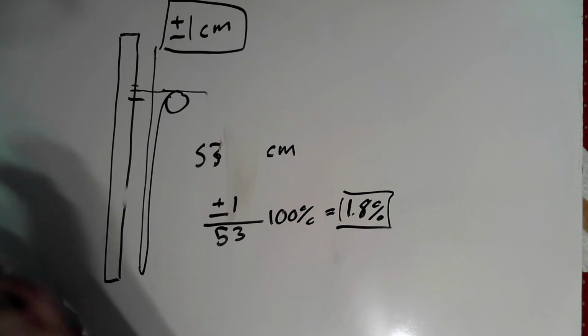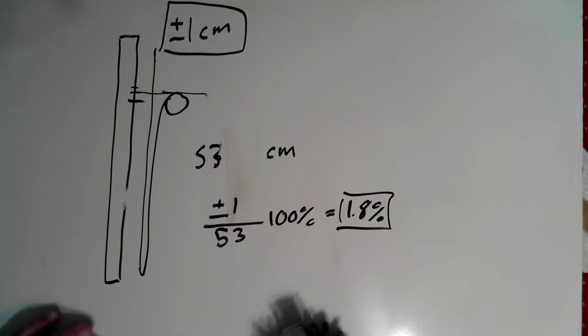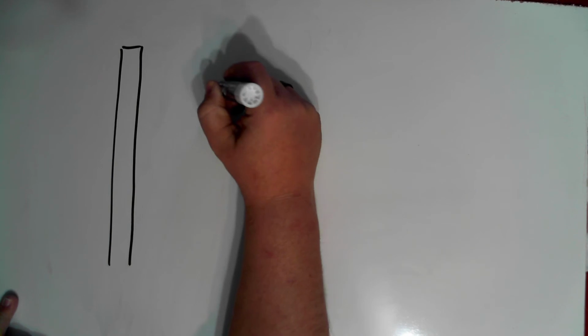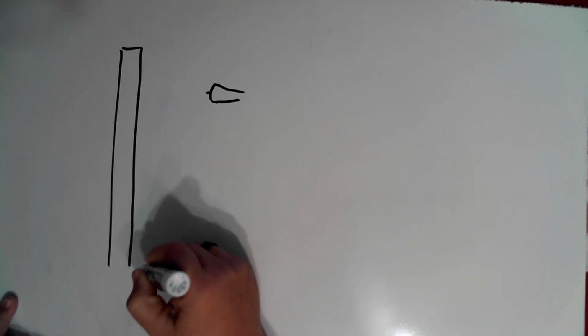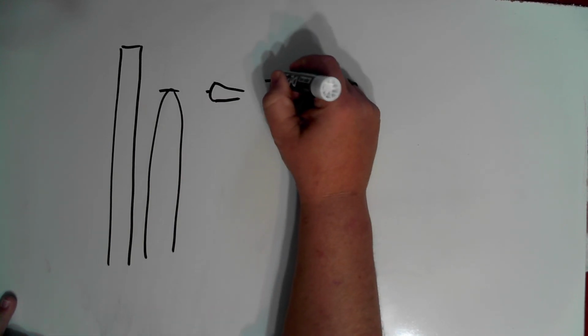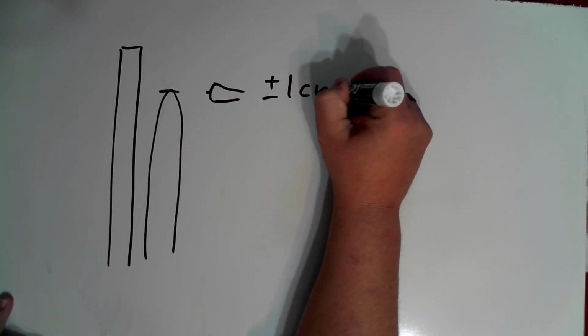Okay, so the next way that I could calculate a percent uncertainty associated with this sort of thing is I'm going to take literally the same example, but do it several times. So I have my meter stick. I've already decided that with the human eye, my accuracy on determining how high this ball goes is probably going to be no greater than plus or minus 1 centimeter.